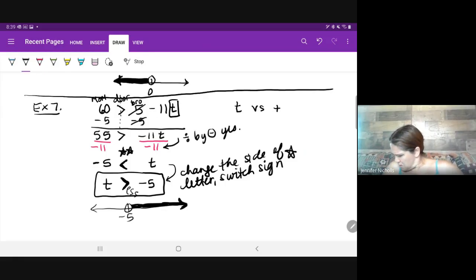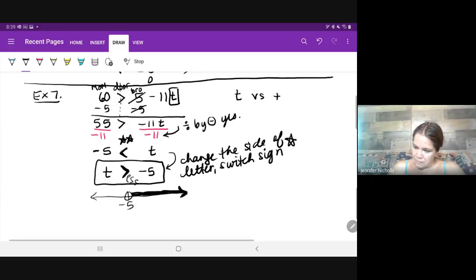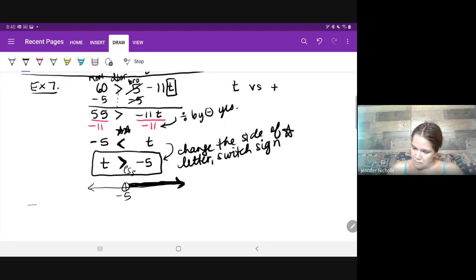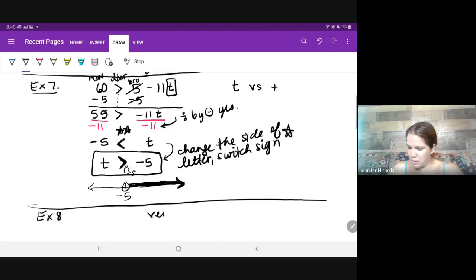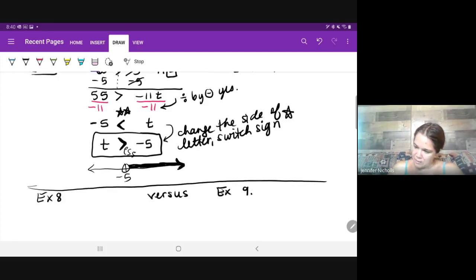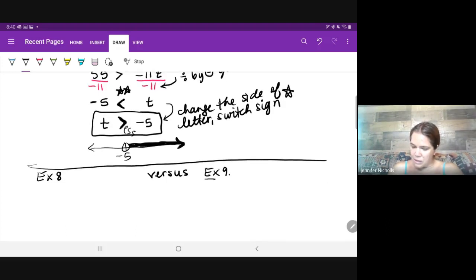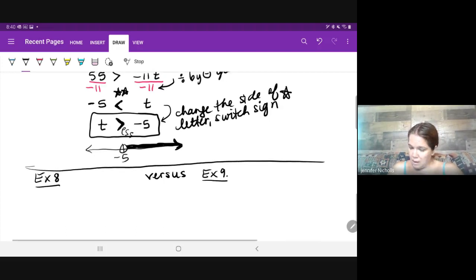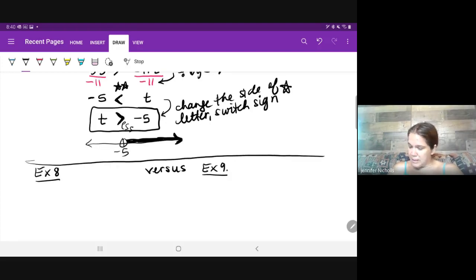Okay, we have a couple with letters on both sides. So I'd say we have maybe 2, 3 examples left, and then you're going to be ready to do your homework. Okay, so for example 8 and example 9, we're going to put them next to each other, okay? And then Gia, if you miss some examples, because you weren't here for a little while, I'll send it to you when I'm done, okay? Okay, so example 8 versus example 9.